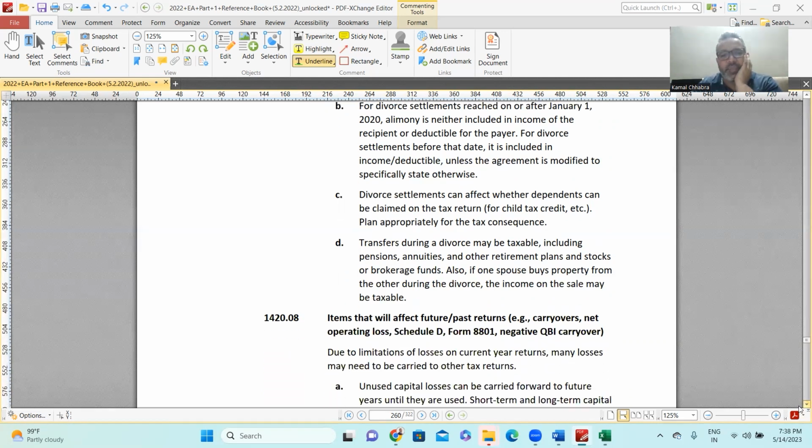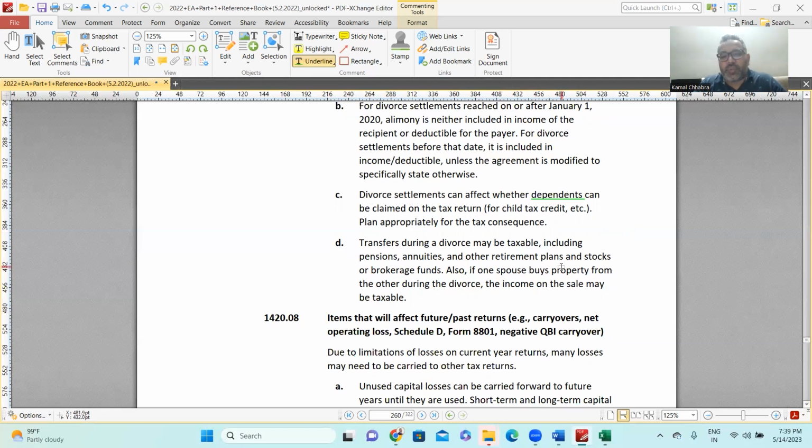Divorce settlement can affect whether the dependent can be claimed by the taxpayer. So here, one more thing you need to keep in mind is the dependent. Who is claiming the dependent? The person who is claiming the dependent will be in a tax advantageous position. The person who is not claiming the dependent would not be in a tax advantageous position.